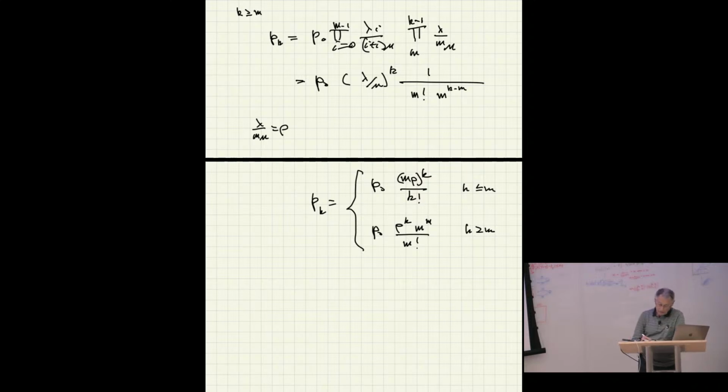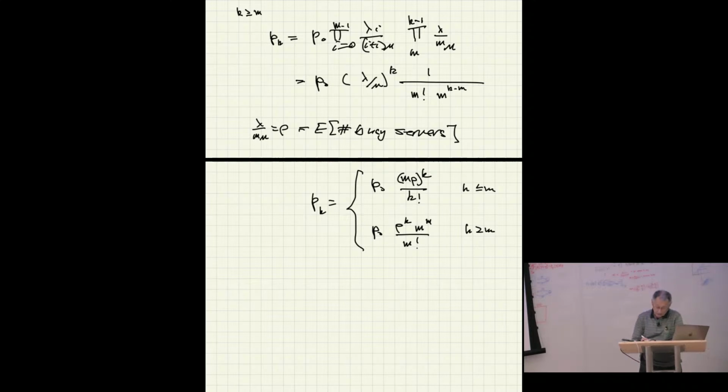And remember, rho that I've defined here is the expected number of busy servers. It's another interpretation. Before we said rho is equal to the probability of the server being busy, but there's a bunch of them. Rho in this case is interpreted as the expected number of busy servers.